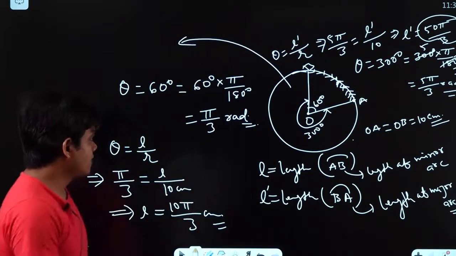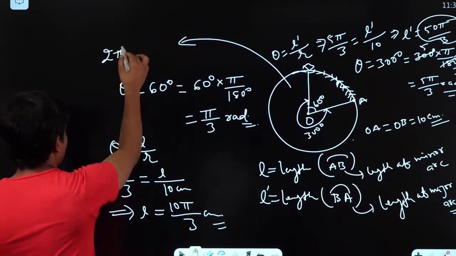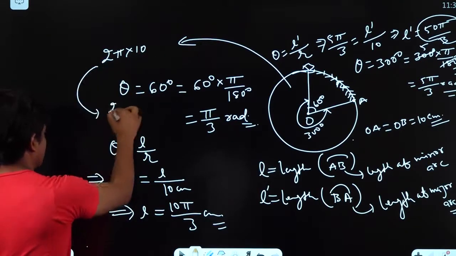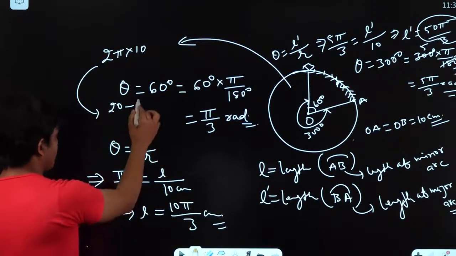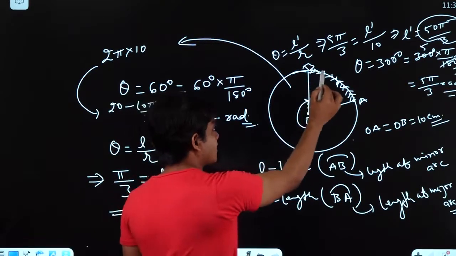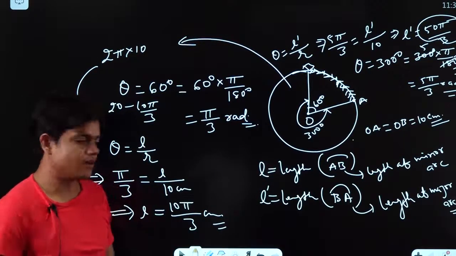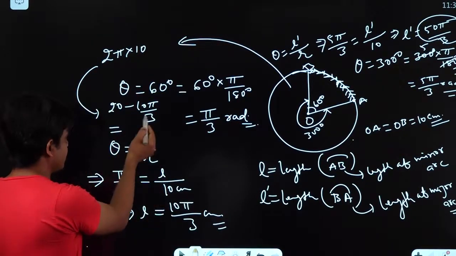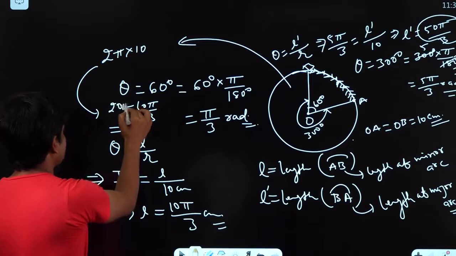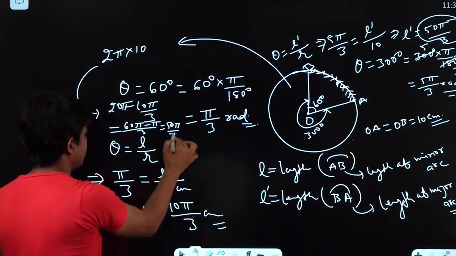But another way is also there. So what is the other way? The total length of the circumference is 2 pi r. So 2 pi and r is 10, so it is 20 pi. And you have to subtract this 10 pi by 3. Means if you subtract this minor arc from this circumference, then certainly you will get the major arc over here. So 20 pi is there, so it will be 60 pi minus 10 pi by 3, over 3. So again you can get 50 pi by 3 in this way also.